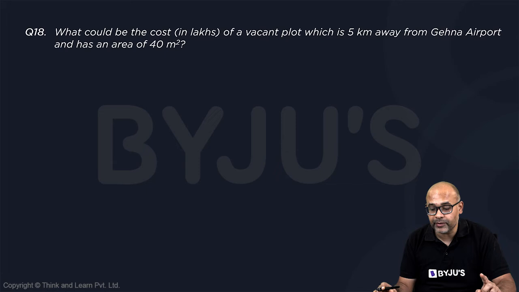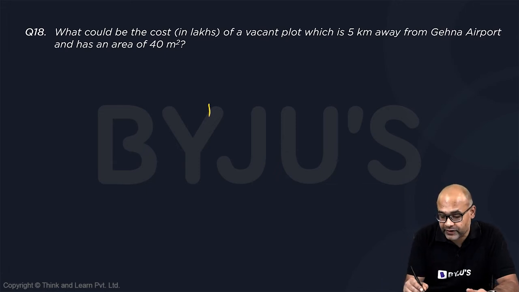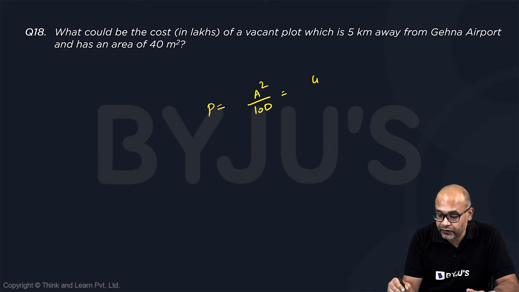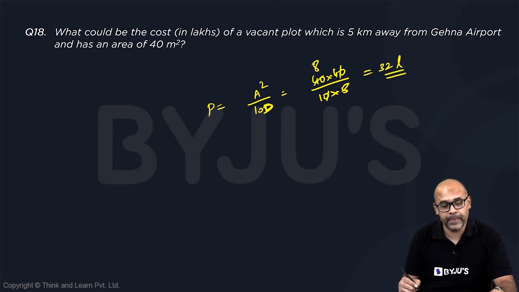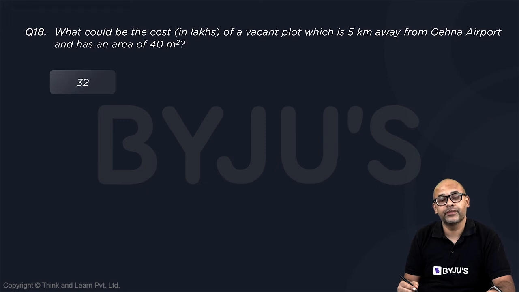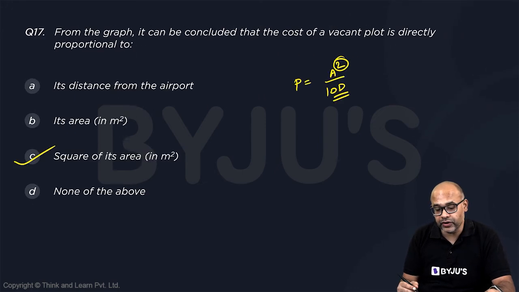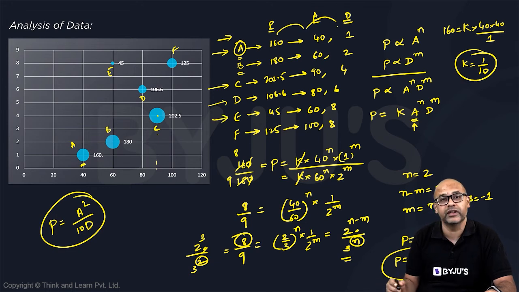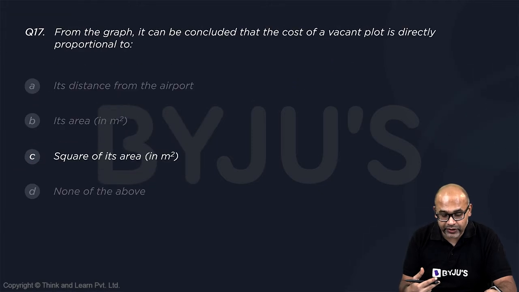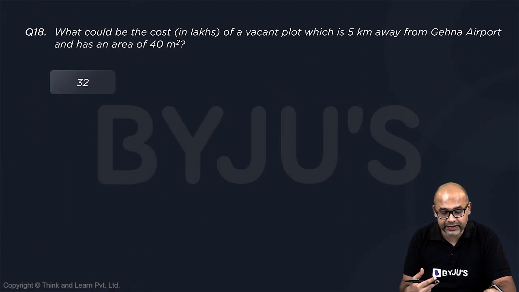What could be the cost of a vacant plot which is 5 kilometers away? So now we want to find the price. So price is area square by 10d, which is 40 into 40 by 10 into, this is d by the way, distance is 5. This gets cancelled, 5 8s. So 8 4s are 32 lakhs. So the answer will be 32 lakhs. Now, if you're wondering whether you got it correctly or not, you can substitute for the other options and see whether the formula works. You'll notice that it works. You can do that checking on your own. Anyway, so continuing with this, question number 18 is done.